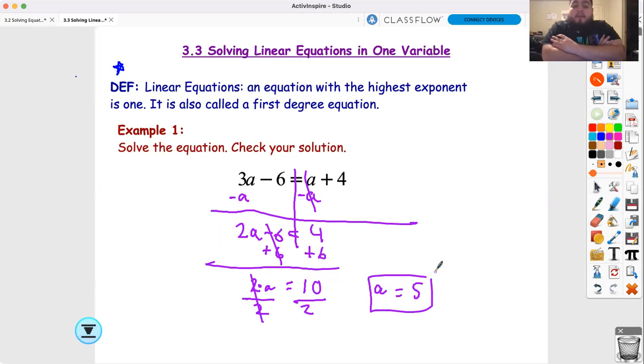Okay. So my thing isn't for me to show you my way. There isn't just a my way to solve. There's actually any way. The goal is, can you get the same answer? Are you manipulating it correctly? So let's go ahead and check it. 3 times 5 is 15. 15 minus 6 is 9. 5 plus 4 is 9. So this is true. It works out.